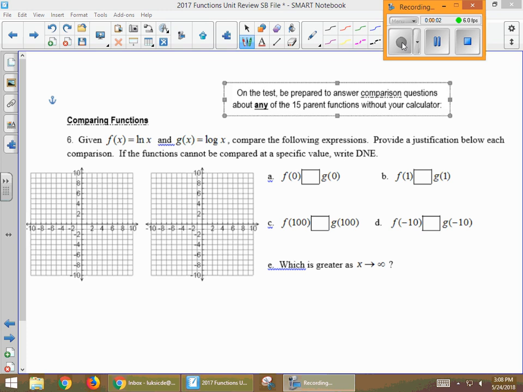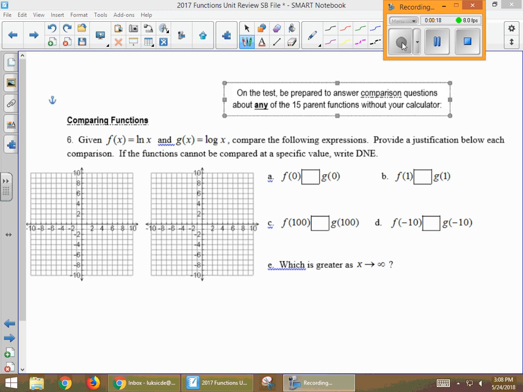All right, so the note here says on the test you need to be prepared to do a comparison like this with any of the 15 parent functions without your calculator. So just make sure that you're ready for that. Here, I threw the two trickiest at you.